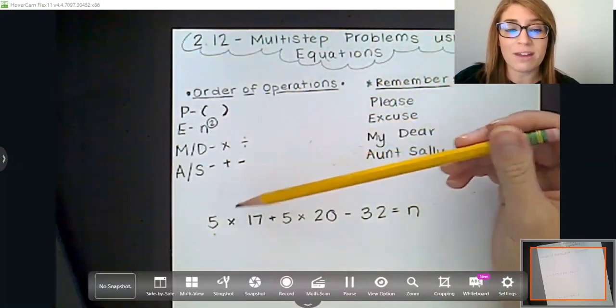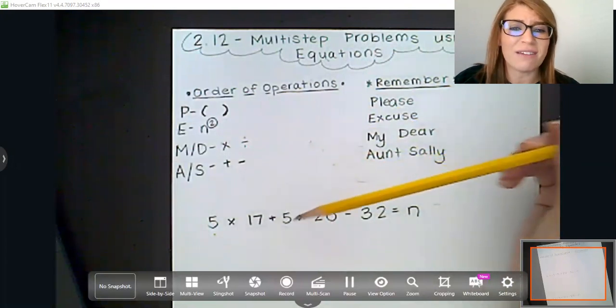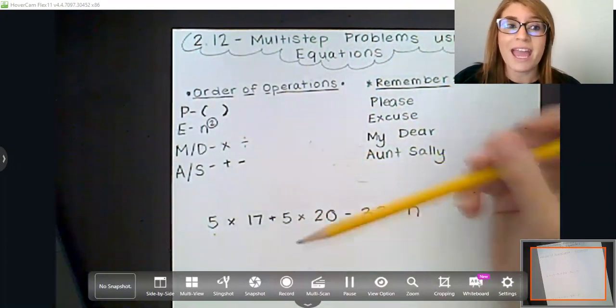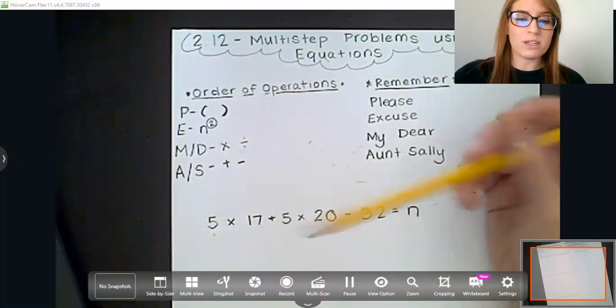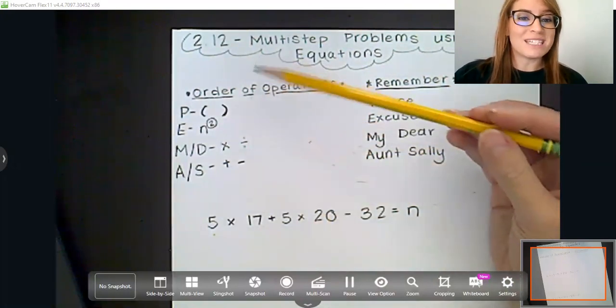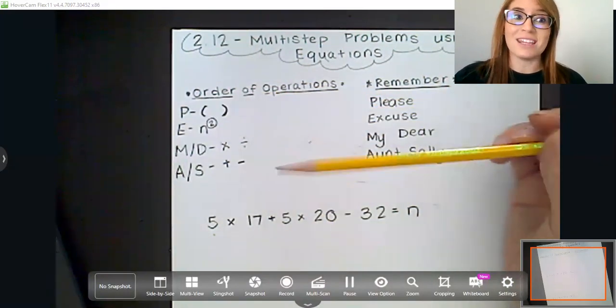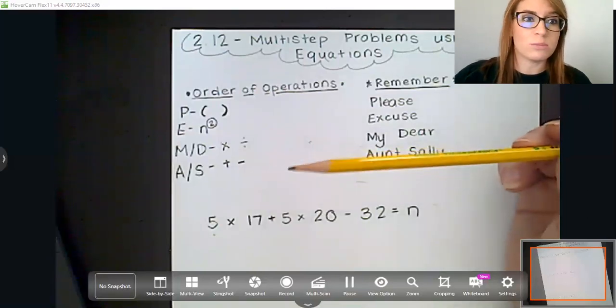So if you look here, we've got 5 times 17 plus 5 times 20 minus 32, and I know that seems very overwhelming when you look at it that way, but I promise you, I'm going to teach you the steps to the order of operations, and it's going to be a breeze because y'all are so smart.